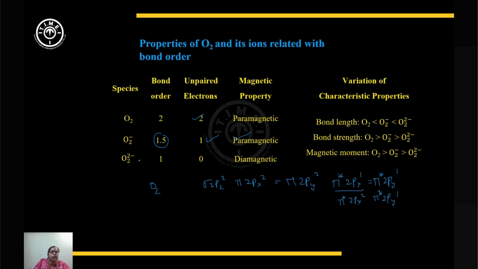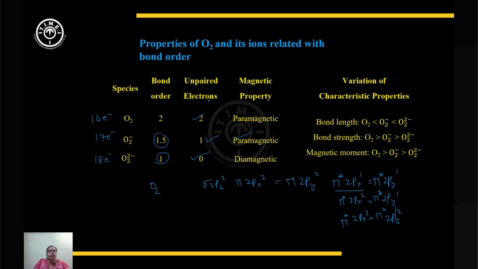Next is O2 2 minus, meaning 2 electrons are added. So in O2 2 minus, the last orbital configuration will be pi star 2px2 and pi star 2py2. Here the number of unpaired electrons is 0. We don't have any unpaired electron, and the bond order is 1. If we check the number of electrons, oxygen has 16 electrons, here 17 electrons, and here 18 electrons.